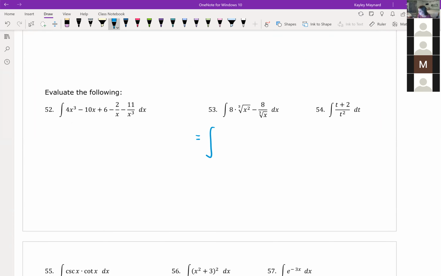So this is equal to the integral of 8. But the cube root is the same thing as raising something to the 1/3 power. And then you have something squared under the cube root, so this is the same thing as doing x to the 2/3.